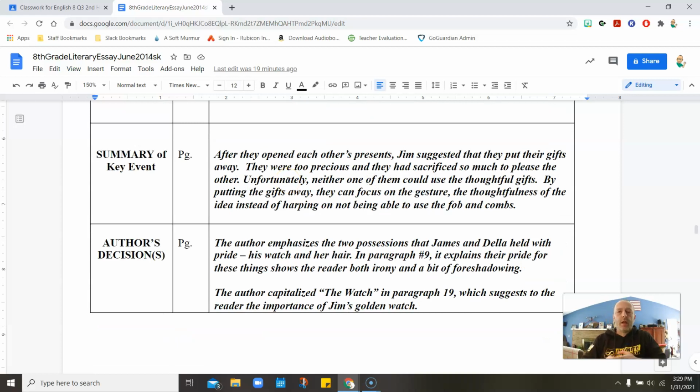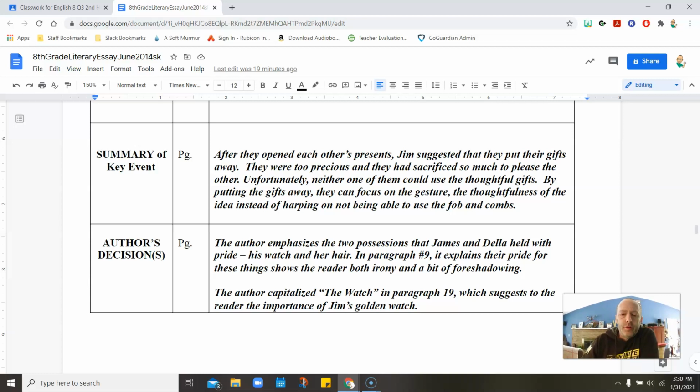So the summary of the key event that supports my claim. After they opened each other's presents, Jim suggested that they put their gifts away. They were too precious and they had sacrificed so much to please the other. Unfortunately, neither one of them could use the thoughtful gifts. By putting the gifts away, they can focus on the gesture, which means the act of giving rather than the receiving. The thoughtfulness of the idea instead of harping on not being able to use the fob and the combs. So they were just going to focus on the fact that they sacrificed something important for each other. And that is gift enough in the story.